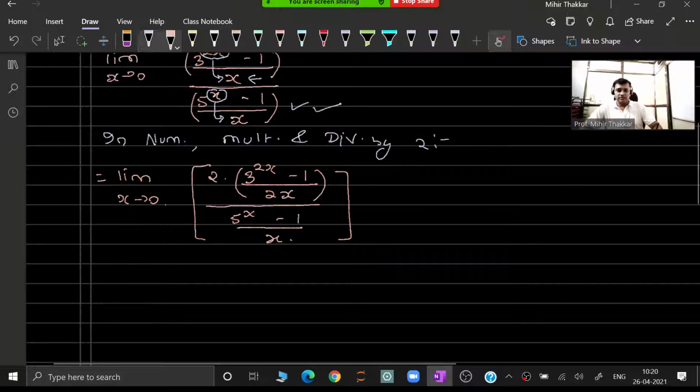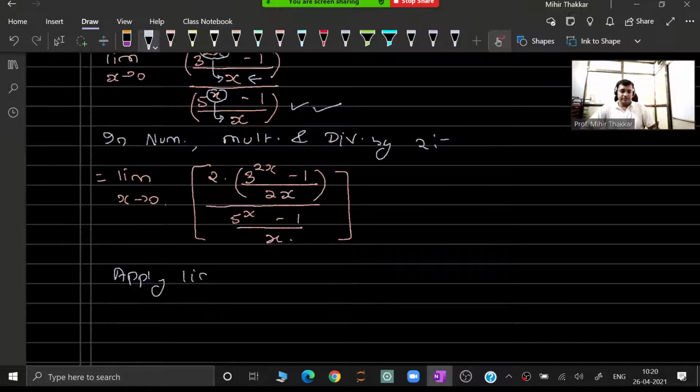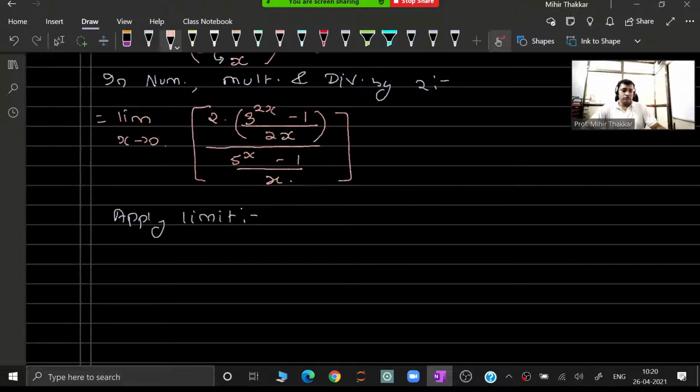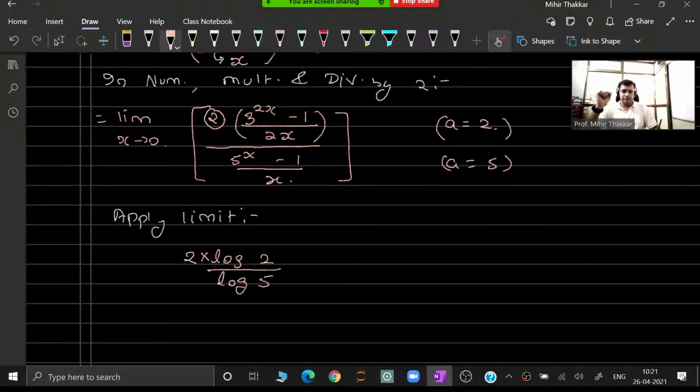Now the only thing left is to do the substitution. So let's do that. So in order to do the substitution, we have to write apply limit. So when you guys apply limit, you can identify for the numerator, the a value is 2. For the denominator, the a value is 5. So you just have to write over here log 2 divided by log 5. And this 2 element which is also there in the numerator will just be multiplied as it is without any changes. You don't have to do anything to it.